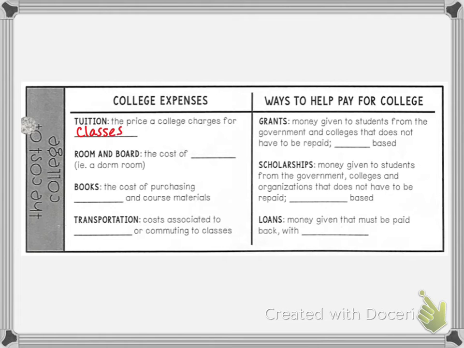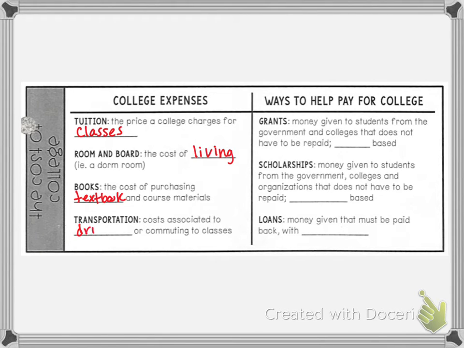Okay. Then we have room and board. Room and board is going to be the cost of living. So do you have a dorm room? Do you have an apartment? What kind of room and board do you have, right? Then the books: the cost of purchasing textbooks and course material. So maybe you have a lab and you have to buy a coat and your own goggles, stuff like that. And then transportation is the cost associated with driving or commuting to classes.